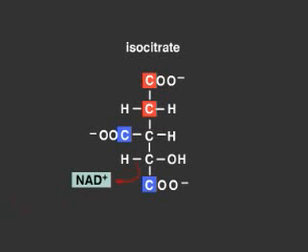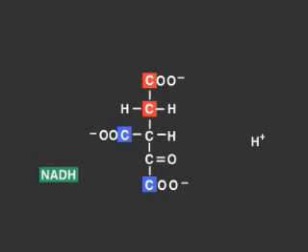The hydroxyl-bound carbon is stripped of its hydrogen atoms, resulting in a carbonyl group. One of these hydrogen atoms is picked up by NAD+ to form NADH, and another is released as a proton. The carbon and 2 oxygen atoms are then released as CO2, creating the 5-carbon alpha-ketoglutarate.